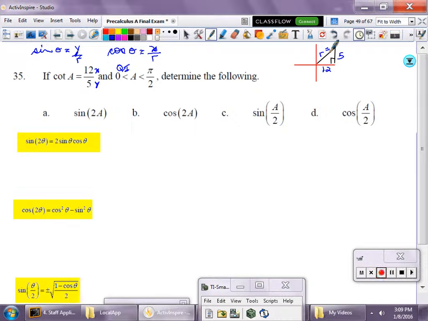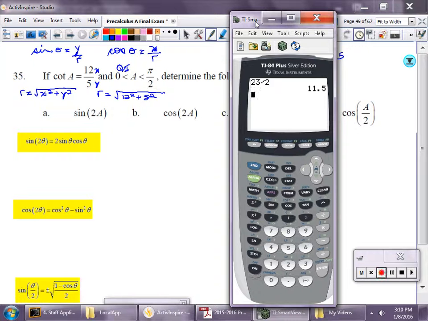In order to find r, we must use Pythagorean theorem. So I'm just going to go ahead and copy the formula, substitute, and let's see what that looks like. Okay, r is equal to the square root of x squared plus y squared. R is equal to the square root of 12 squared plus 5 squared. Let's bring up the calculator and clear it. Be very careful the way you put it in.